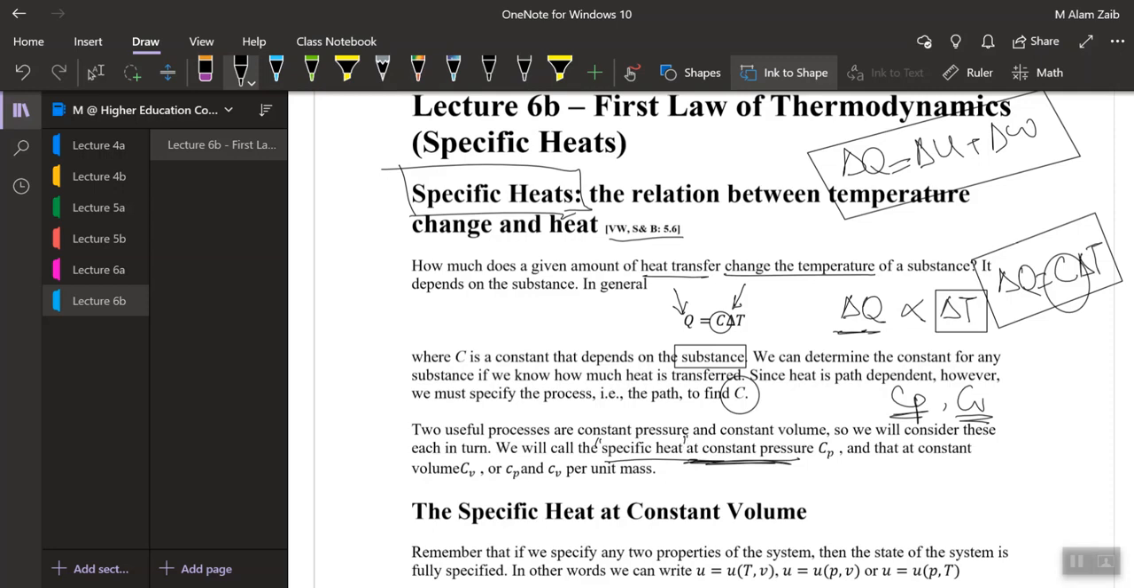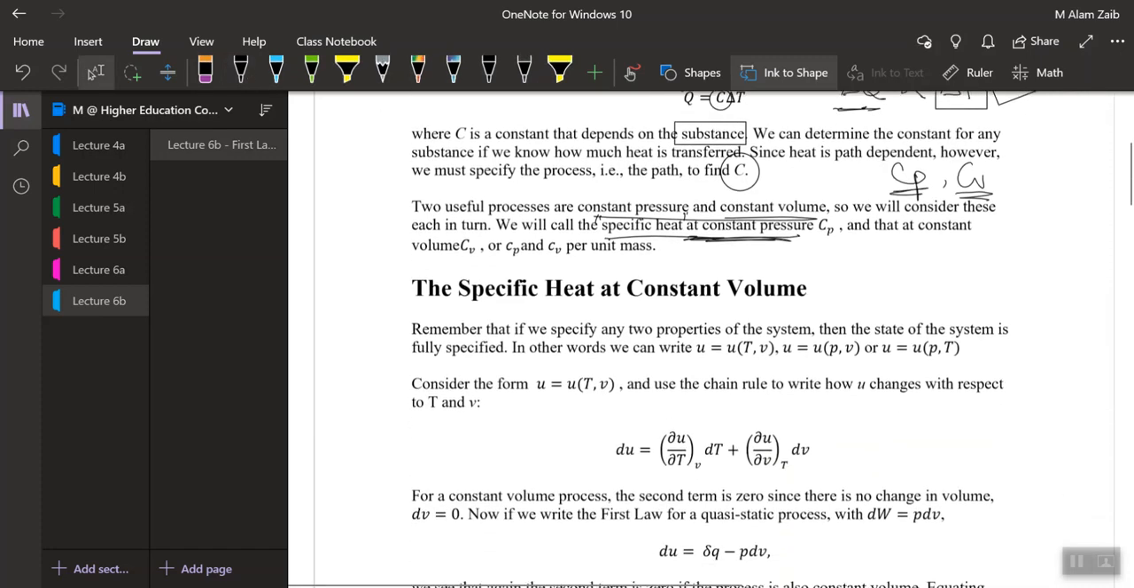If you are saying specific heat at constant volume, that constant volume itself is actually a path, and you can imagine Cv would be a path function. But can we just move on? We can actually consider whether it is a path function or a state function. So let's have another look.